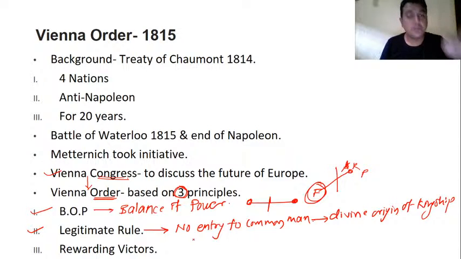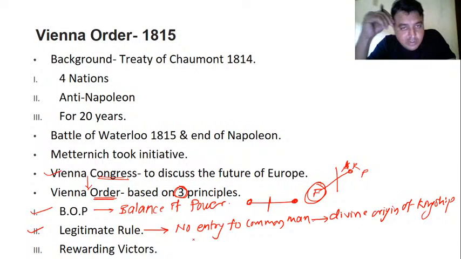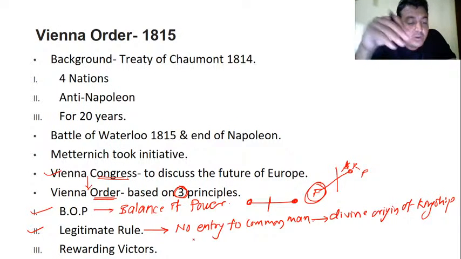God appointed a person, and that person will act as a representative of God. And who is that person? Basically, a king from one particular family. Clear? So what do they want? They want to establish a legitimate rule.